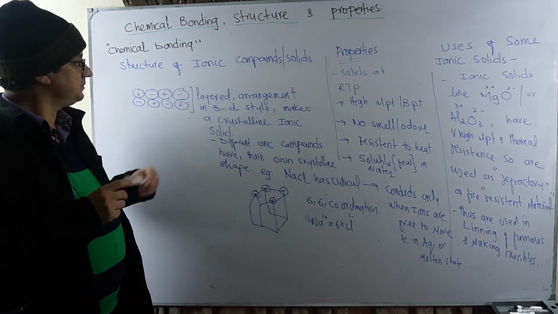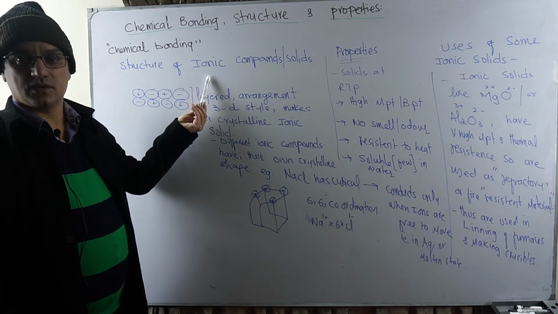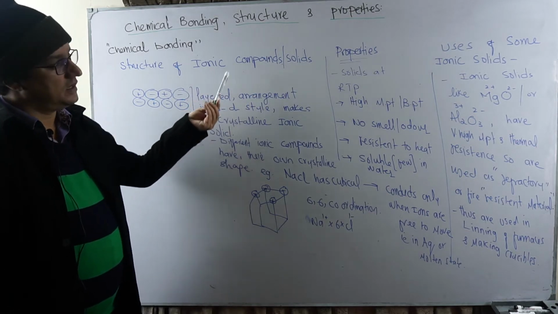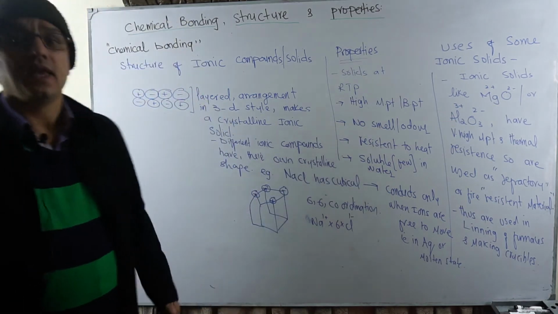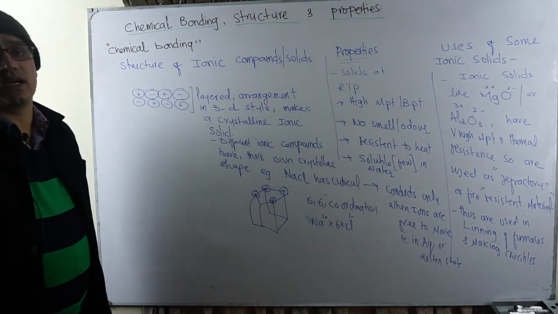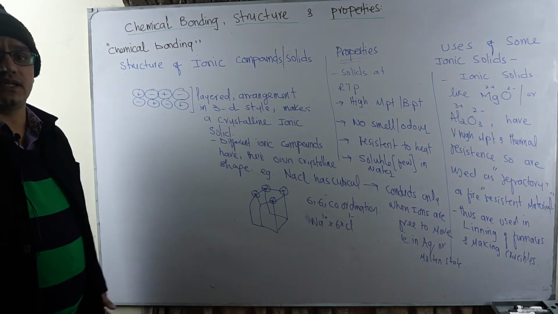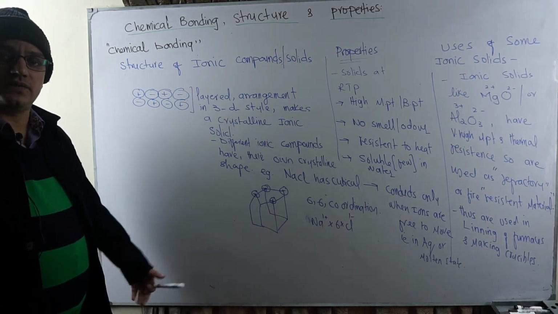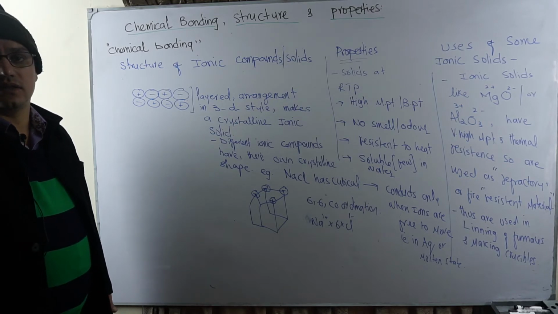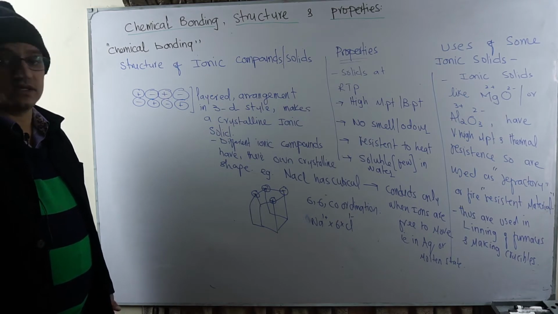So we'll see some structure of ionic compounds, ionic solids, some of their properties and some of their uses. Ionic compounds mostly are naturally occurring, and you'll find them in the earth crust and the rocks in the mountains. Plenty of stones and rocks making basically this solid earth, and humans make full use of it.